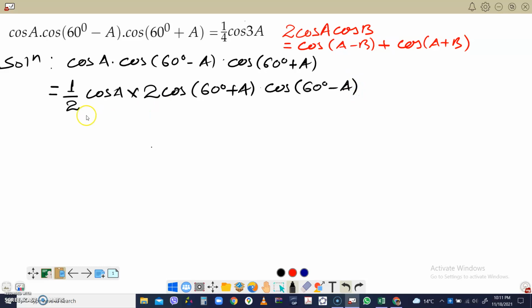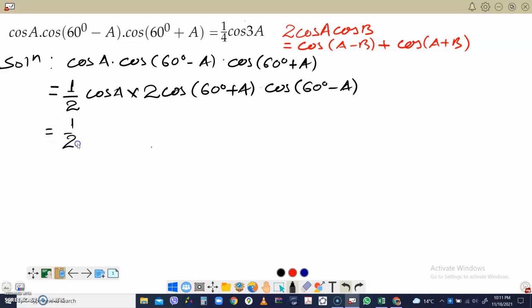Now you can see here that these two will get cancelled out. I have just changed the position of cos(60° + A) and cos(60° − A) so that the first angle, in place of A in the formula, is the bigger one. In the formula it's A minus B, so to avoid any issues with a negative angle, we make the first one the bigger one. So now let's continue.